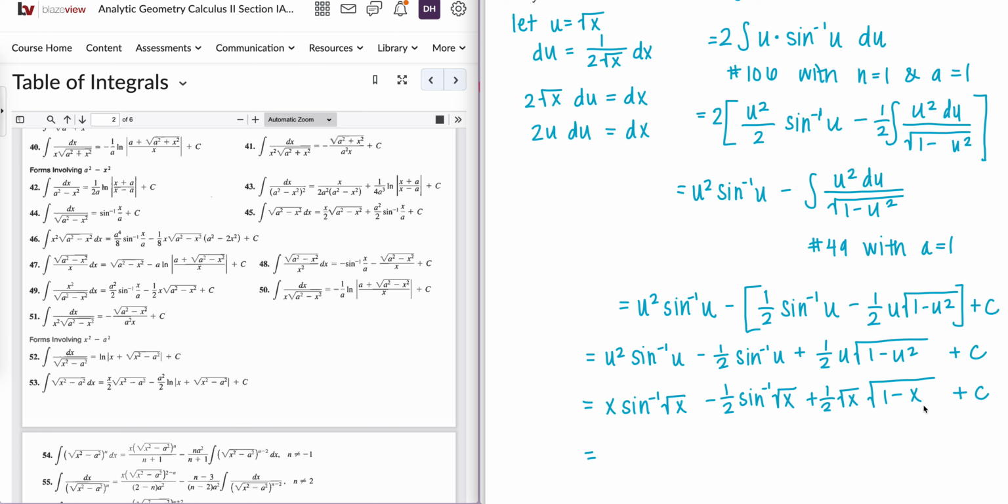Because I'm going to take one extra step to clean this third term, I want to clean this up a little bit. I'll go ahead and do that for you as well. So you'd have x minus 1/2 times inverse sine of the square root of x. And then here, the square root of x, since it's under a radical, I can multiply. So we end up with the square root of x minus x squared plus c.